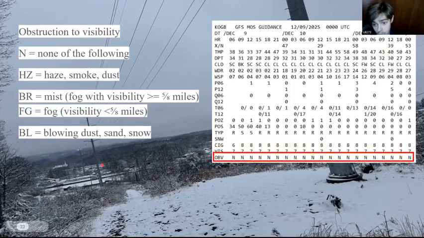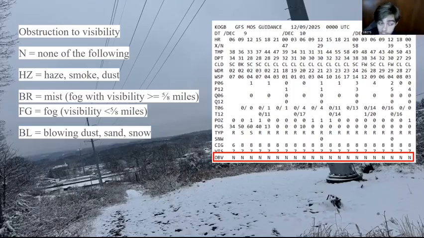Then the last thing is OBV, the obstruction to vision. I keep saying the wrong letters. But anyways, that's the obstruction of visibility. So if there is any visibility issue, what could it be? N, nothing. So if you see 7s, N's is what you'd expect.